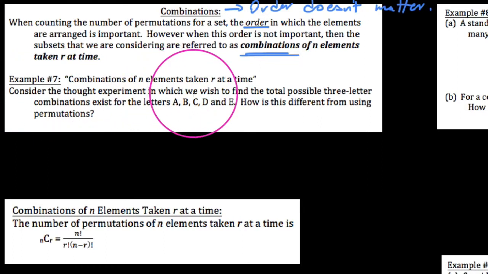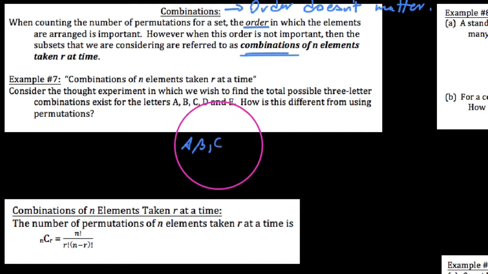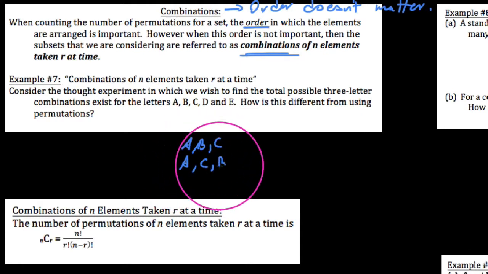Consider the thought experiment in which we wish to find the total number of possible three-letter combinations that exist for the letters A, B, C, D, and E. How is this different from using permutations? If order mattered, let's say I hypothetically chose A, B, and C. What if I were to choose instead A, then C, then B? Would that be different? If order really did matter, these would be two totally different events, because in the first we chose A, then B, then C, and in the second we chose A, then C, then B.